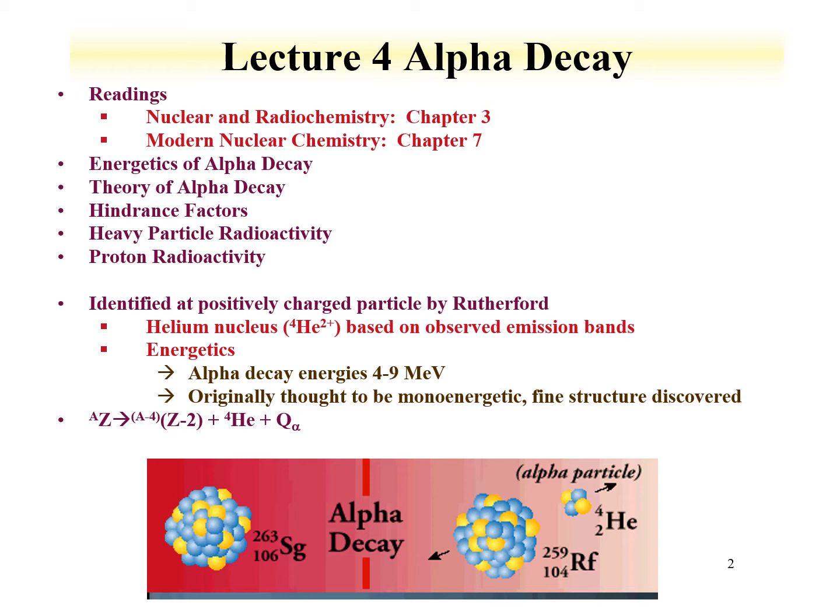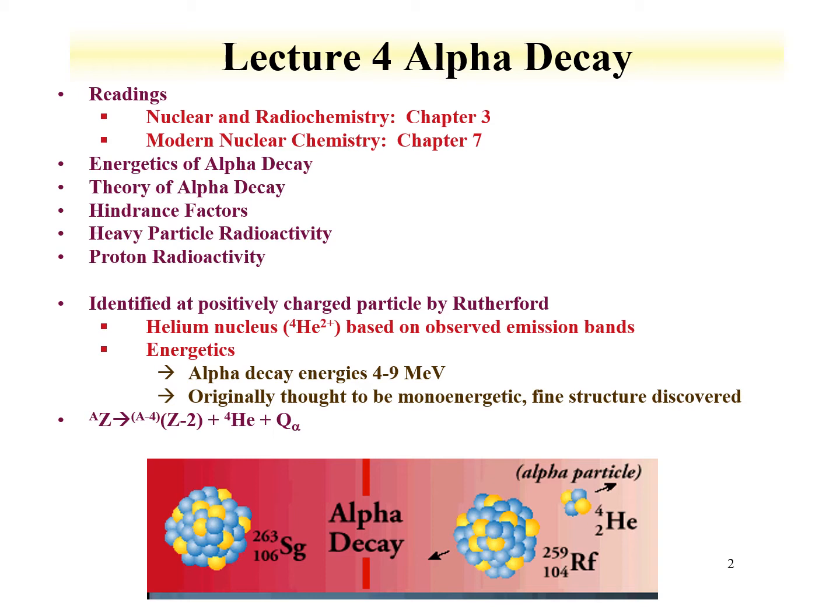And our general trend that we have for alpha decay, as we discussed earlier, is that a parent decays to a daughter. It loses 2 protons. The A changes by 4 because 2 neutrons are also emitted. They're emitted as this alpha particle, and we have this Q value.